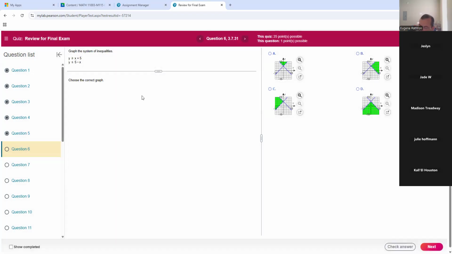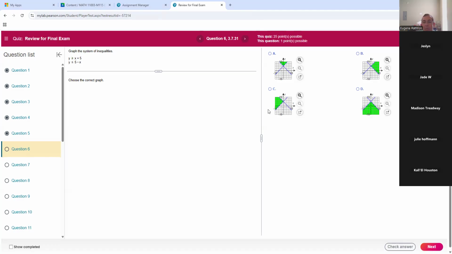All right, y'all, let me write this down and then we'll graph these. So I got y greater than or equal to x plus 5. Y less than or equal to 5 minus x. So let me go to my calculator and show you how I would do this one.